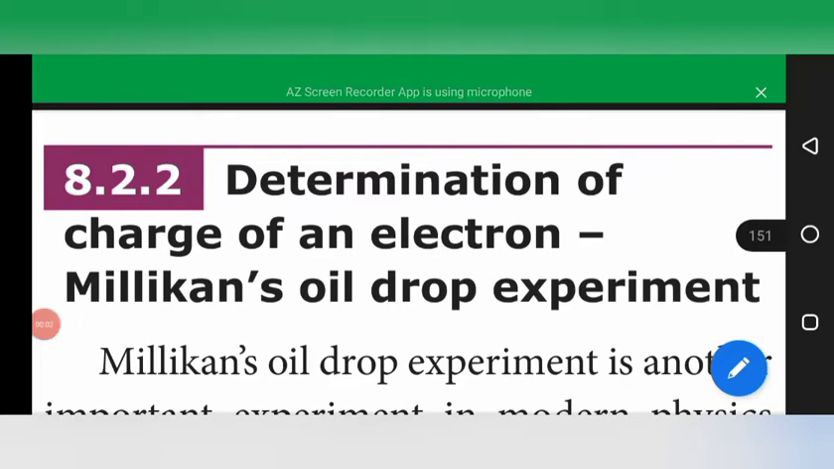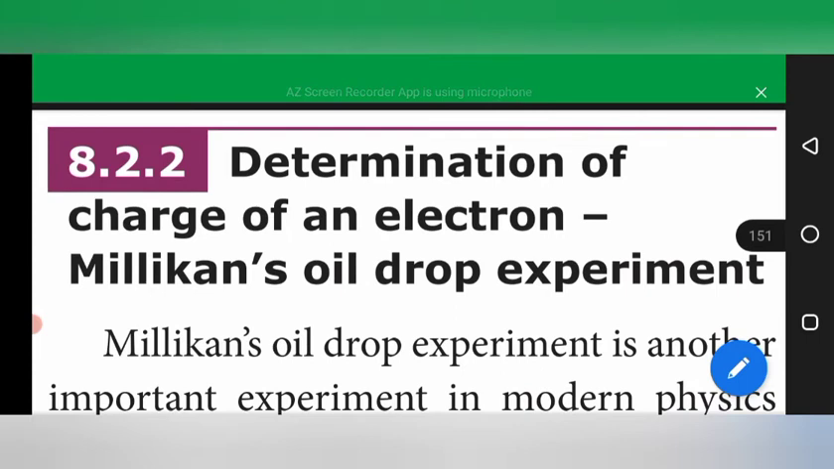Good morning to all. In today's class, we are going to see the ninth lesson, and the continuation topic is determination of charge of an electron, Millikan's oil drop experiment. In this experiment, we have to determine the fundamental constant of nature, that is known as the charge of an electron. This is another method of finding the charge of the electron.